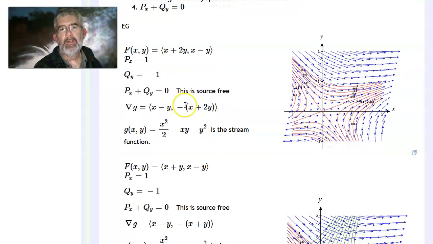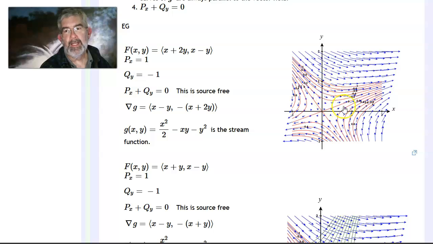So here's a vector field. F of x, y is x plus 2y comma x minus y. And I note that the partial of p with respect to x is just 1, and the partial of q with respect to y is minus 1. They're not equal to each other, but if you add them up, you get 0. So the partial of p with respect to x plus partial of q with respect to y is 0. This is source free. So if I did a line integral around any closed curve, it would equal 0. If I took two paths that started here and ended there, I would get the same result.